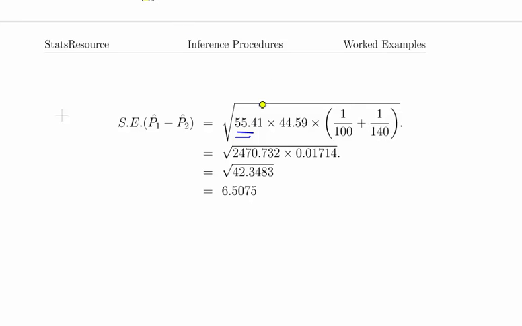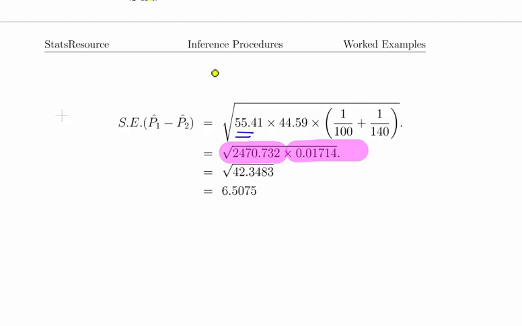Now the reason I use proportions is it makes this part of the calculation much easier. So I have two bits of calculator work to do: multiply out 55.41% by 44.59%, and 1 over 100 plus 1 over 140. So I end up with 2,470.732 times 0.01714.